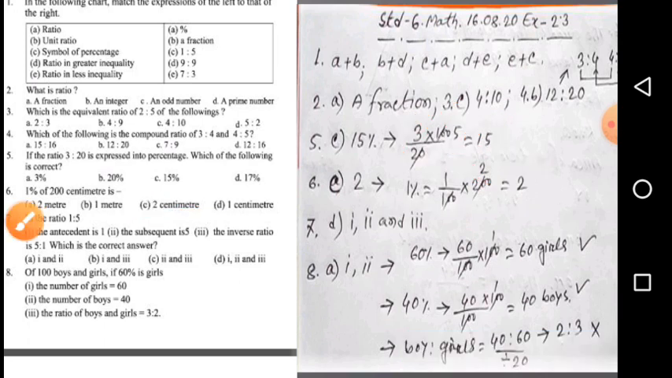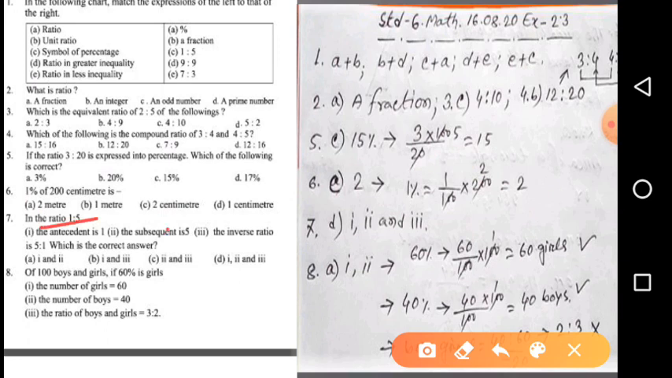Question number 7, in the ratio 1:5, the antecedent is 1. We know the previous one is the antecedent, so 1 is correct. The subsequent is 5. This is also correct. The inverse ratio is 5:1. We know for the inverse ratio, the subsequent goes to antecedent and antecedent goes to subsequent. So this is also correct. So the correct answer is D, as 1, 2, and 3.